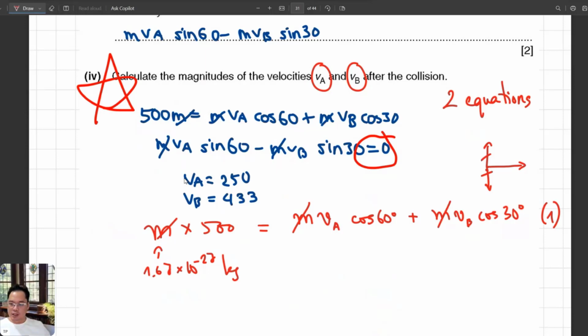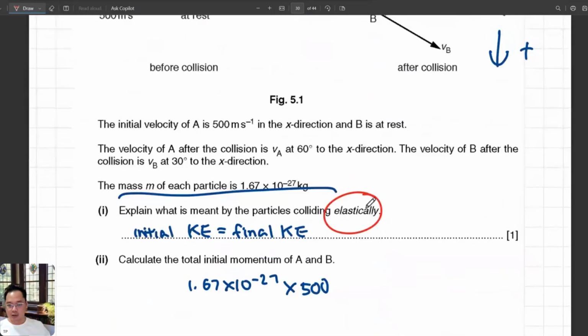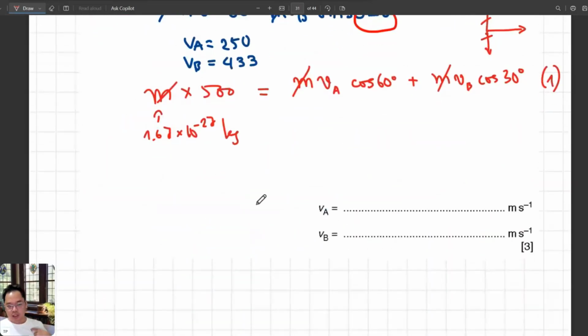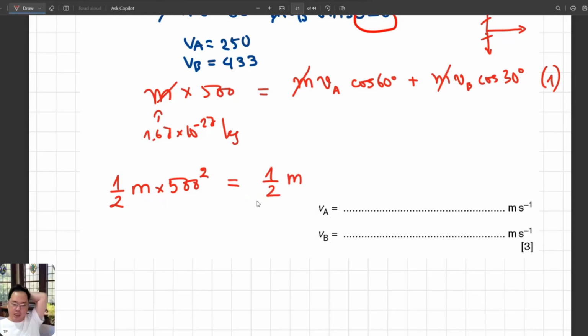Then the second equation is the conservation of kinetic energy, because this collision is elastic. The kinetic energy after the collision is the same as before the collision. So the second equation is 1/2 of the mass of the particle times 500 meters per second squared, equal to 1/2 of the mass of particle A, which is identical to the mass of particle B, times VA squared, plus 1/2 m times VB squared. Again, we can remove m. This is the second equation.